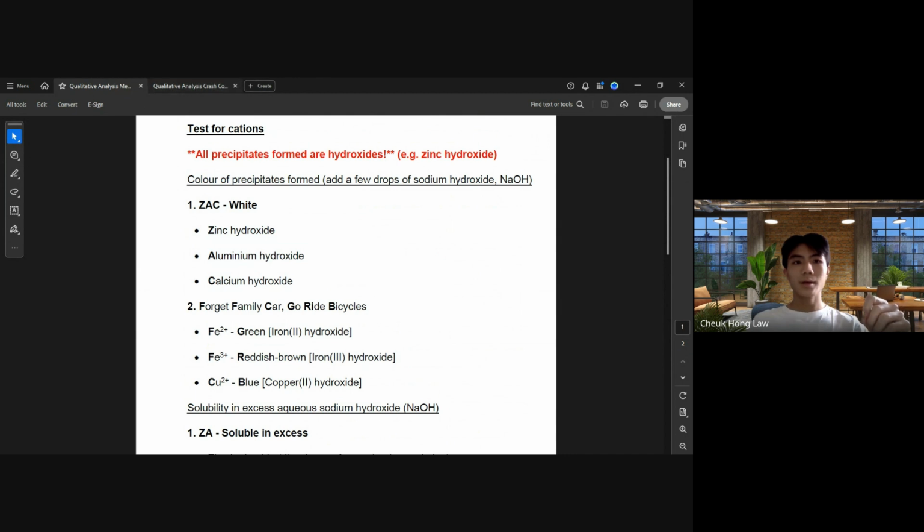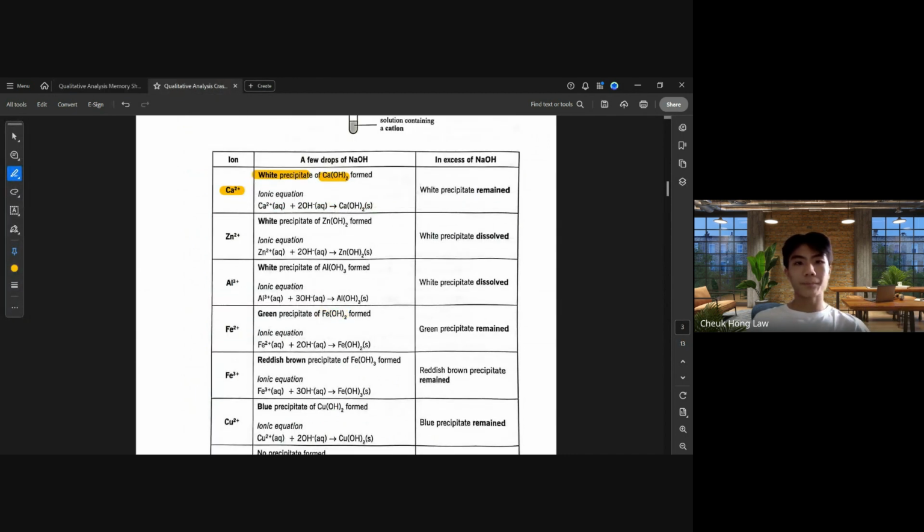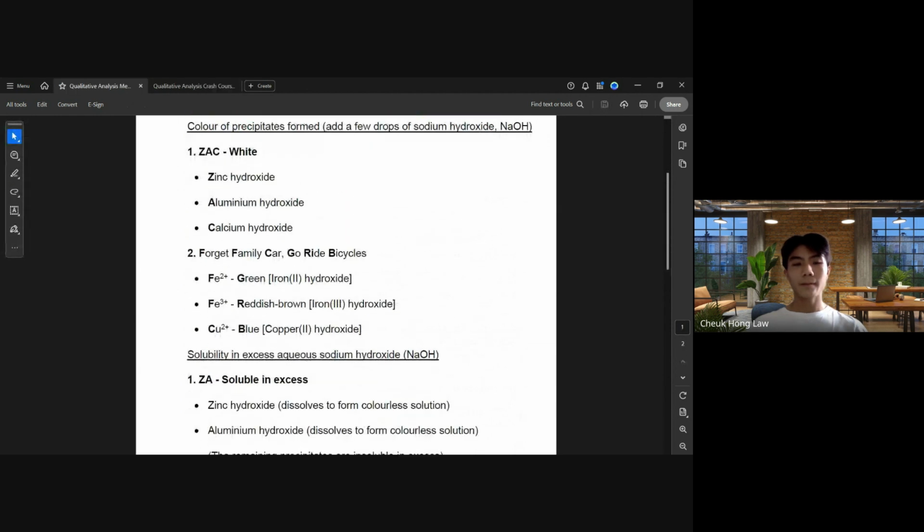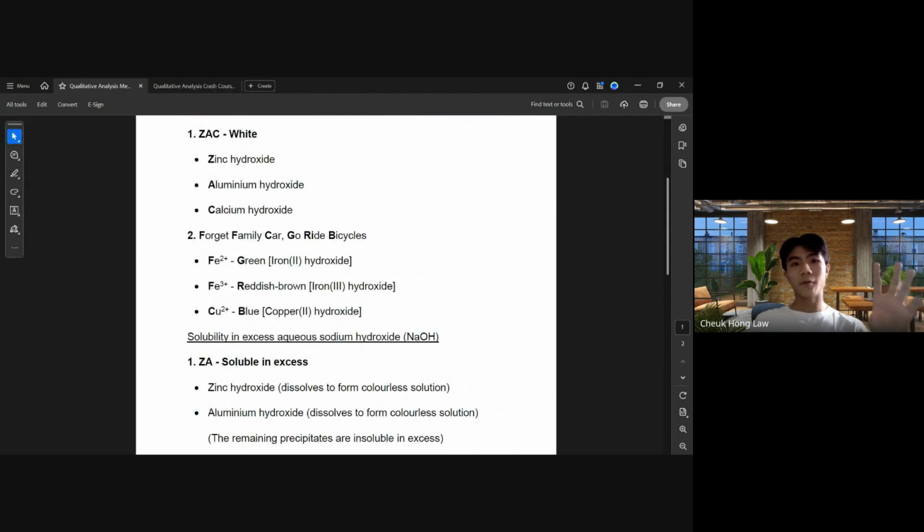So when you're testing for zinc, aluminium, and calcium ions, they'll all give you white precipitates. Then the next memory shortcut is: forget family car, go ride bicycles.